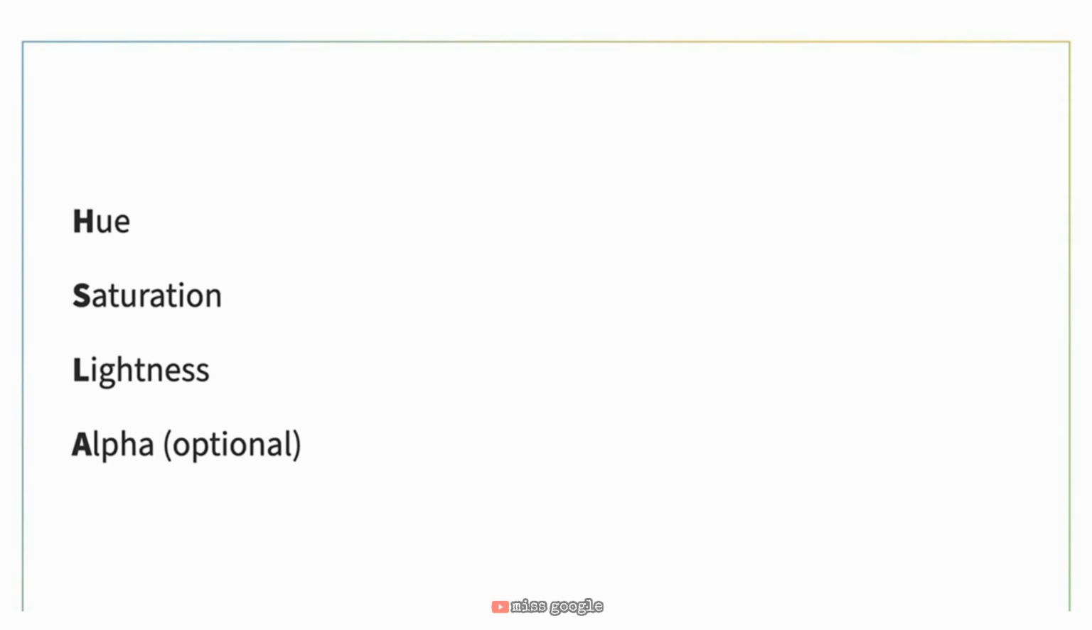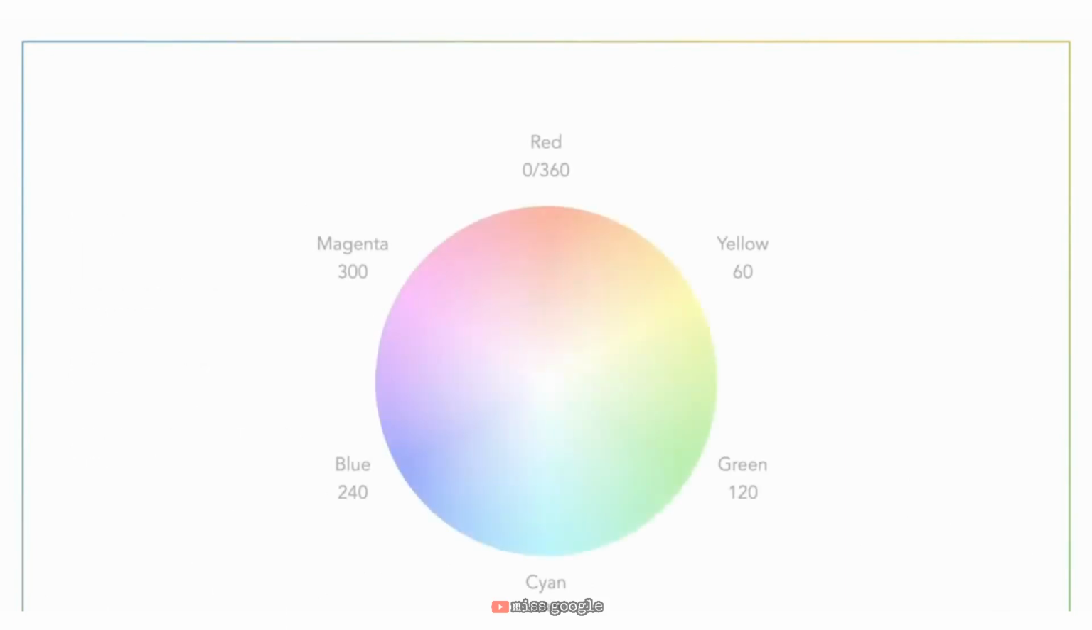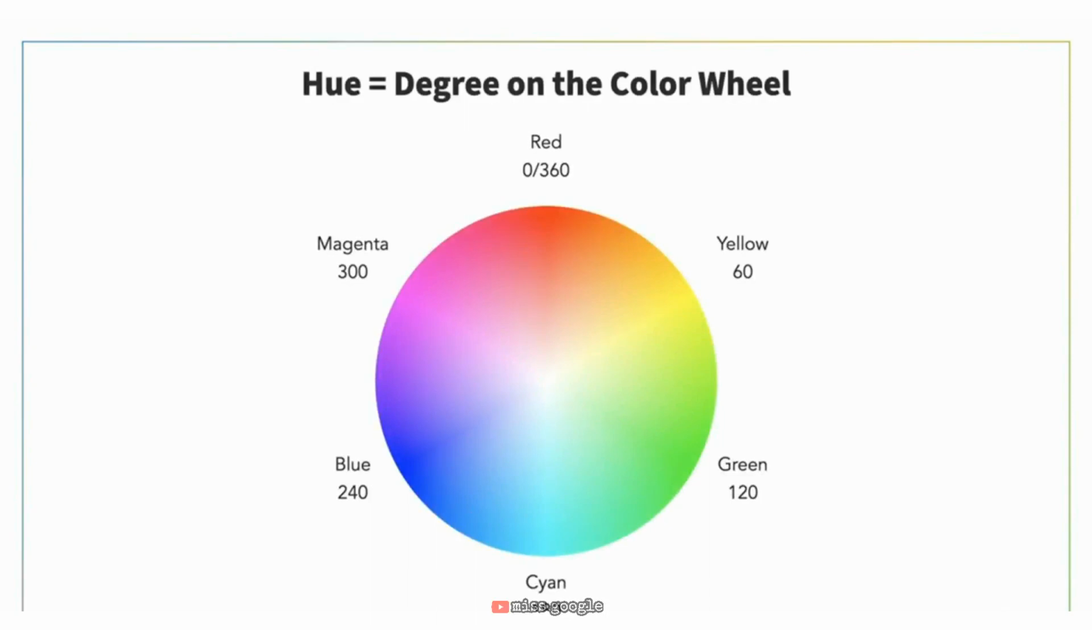Here's how HSLA works and why it's so interesting. The first value, the hue value, is the degree on the color wheel. So you go anywhere from 0, which is red, all the way through to 360, which is again at the top of the color wheel, which is red, and pick a color. So if you want green, you would say the hue value is 120. That's 120 degrees on the color wheel, and that will be the color throughout.